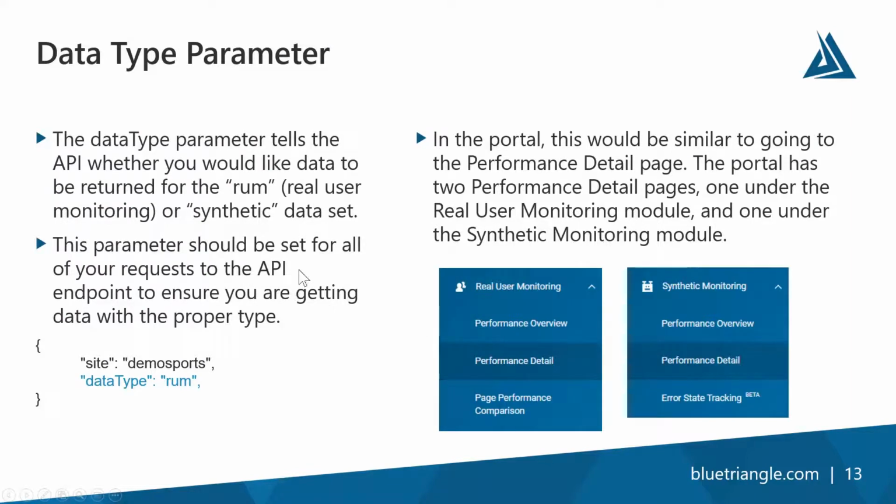Next is the data type parameter. It's really quite straightforward. Do you want the real user data or the synthetic data? The options are RUM and synthetic, and as I mentioned, there's the base page data type as well. And just to give you maybe a more visual idea of this, in the real user monitoring and synthetic monitoring sections, you probably notice a lot of the pages are the same, or at least a few of them. Basically, RUM data would be coming to the performance detail, and the synthetic data would be coming to the synthetic monitoring performance detail.